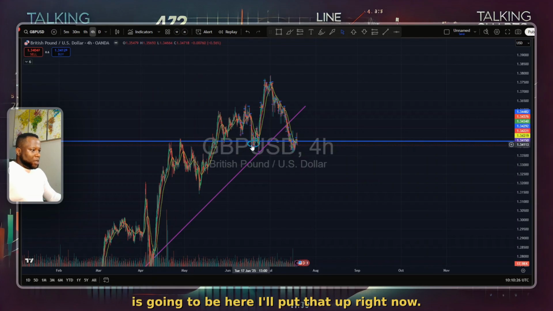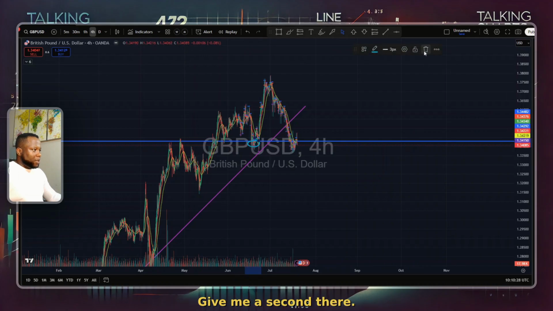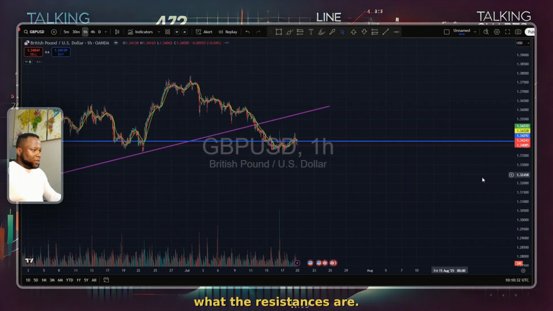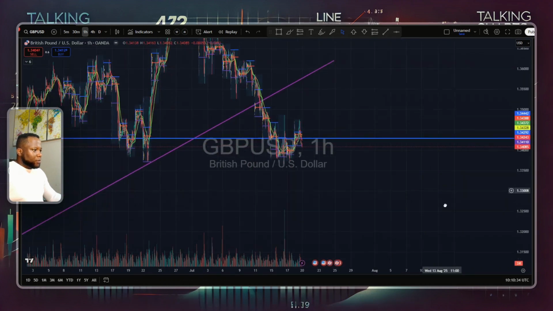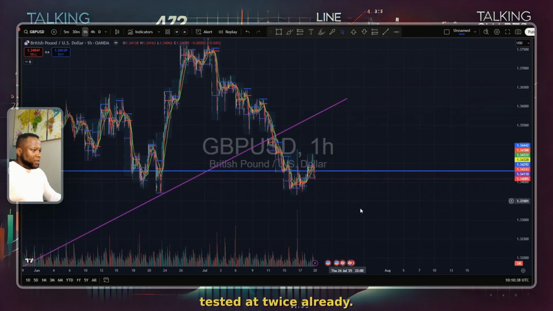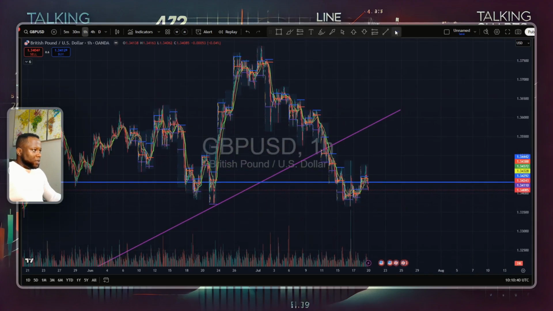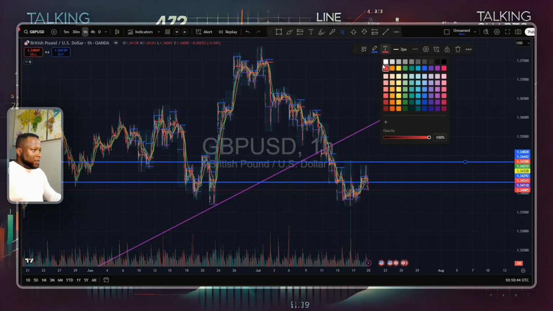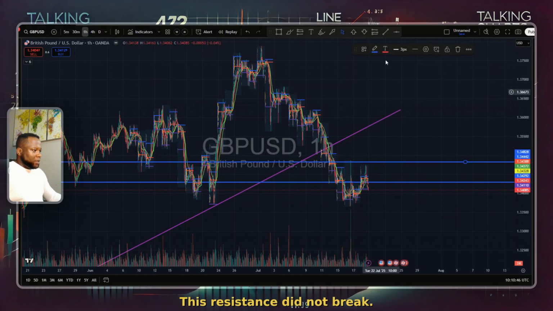Resistance is going to be here. I'll pull that up right now. Give me a second. I'll bring that to 1 hour, a lower time frame, to see what the resistances are. The resistance right now is going to be 2 points. We have tested resistance here twice already, and it didn't break.